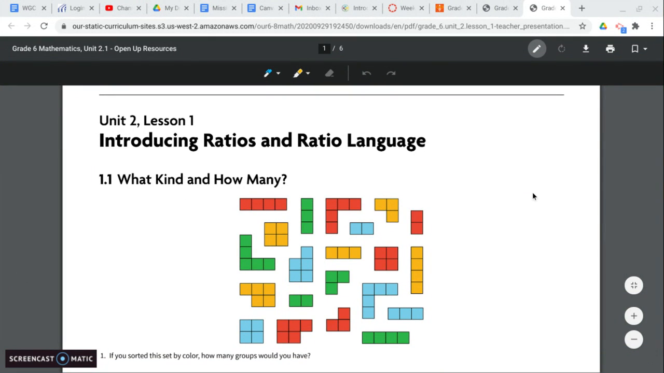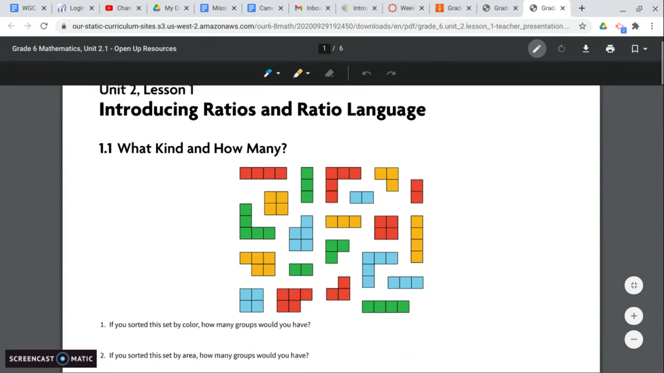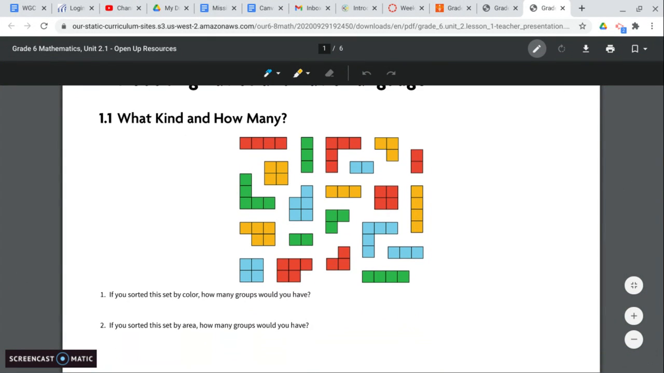What kind and how many? If you sorted this set by color, how many groups would you have? If we look at this set of figures here, how many different colors do we have? Well, we've got green, this orangey yellow, red, and blue. So we would have 4 different groups: red, blue, green, and yellow.